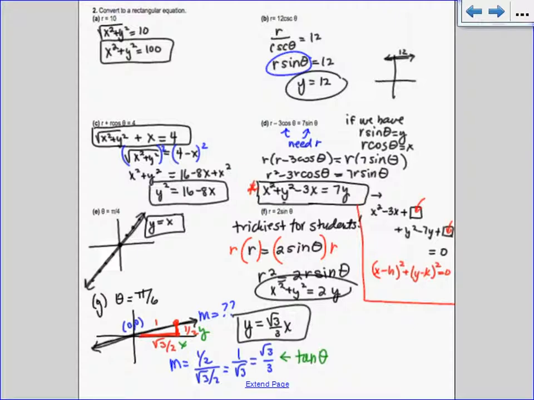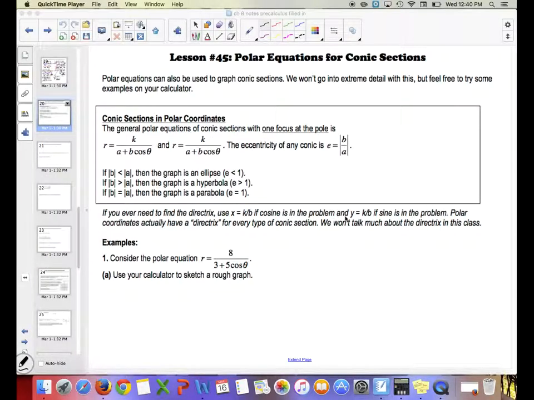And again, that's a circle, because I know I have 1x squared plus 1y squared, so I could get it in that standard form if I want. Polar equations for conic sections. So this is kind of an interesting lecture.